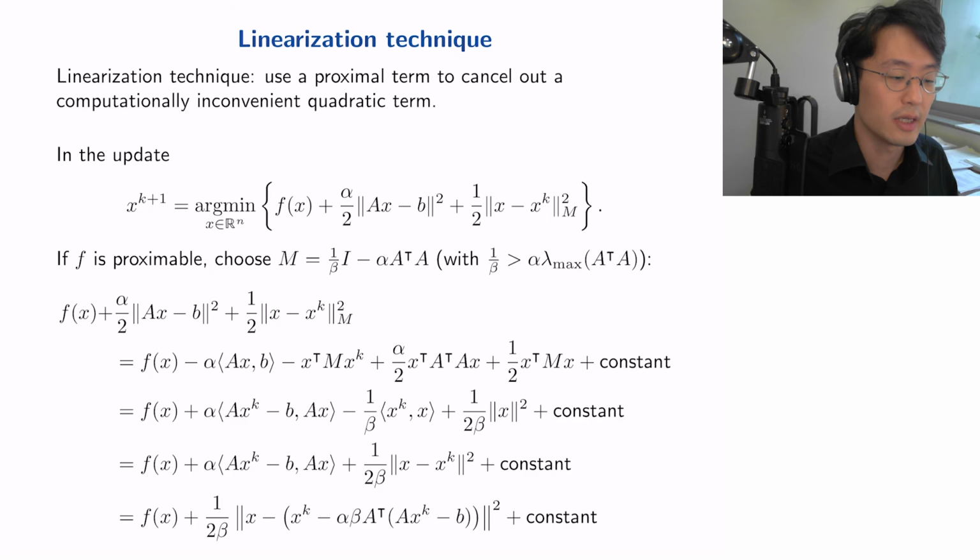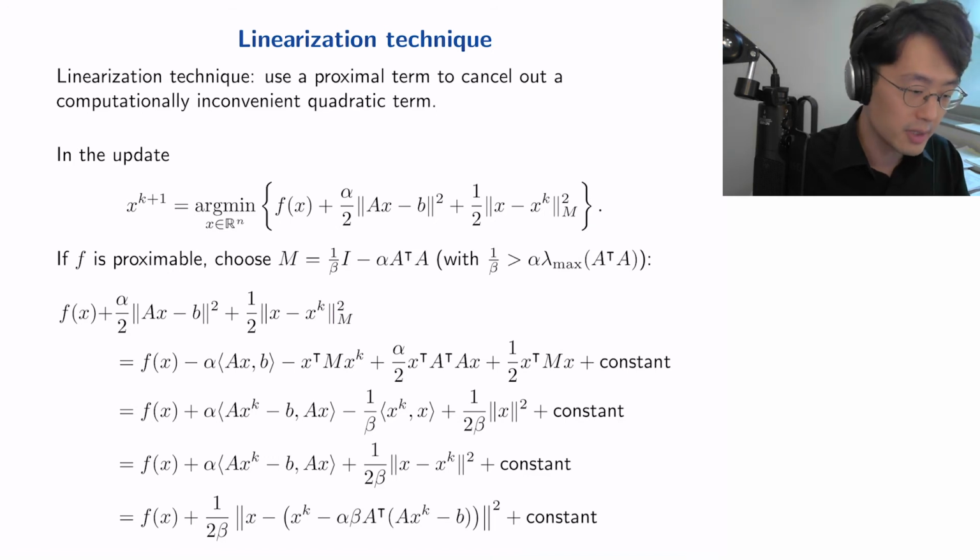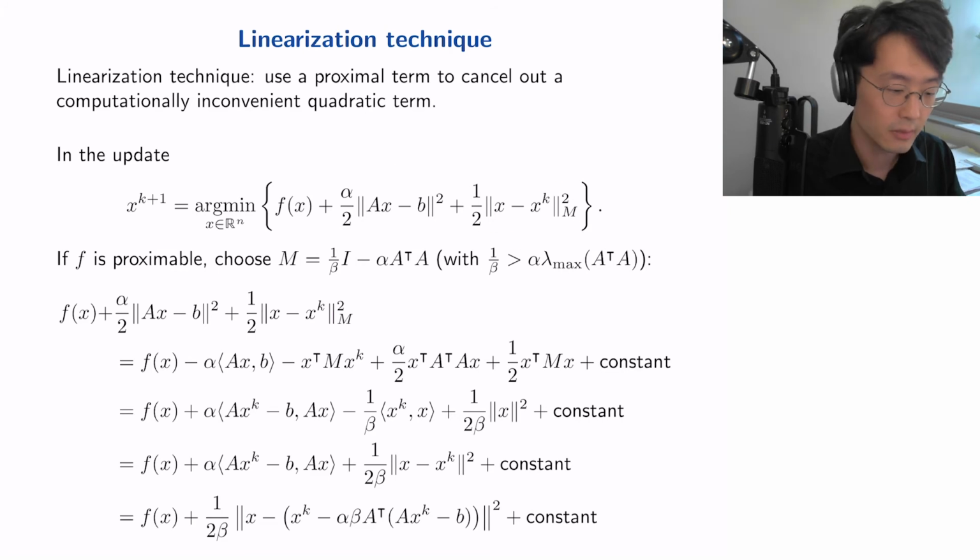So the linearization technique is to use a proximal term to cancel out computationally inconvenient quadratic terms. Let's see an example. Imagine we have an update of this form. We minimize f of x plus this quadratic term involving the matrix A, and then this proximal term involving the metric matrix M. Now let's assume that our function f is a proximable function, and we also assume that we are given the freedom to freely choose any positive definite metric matrix M.